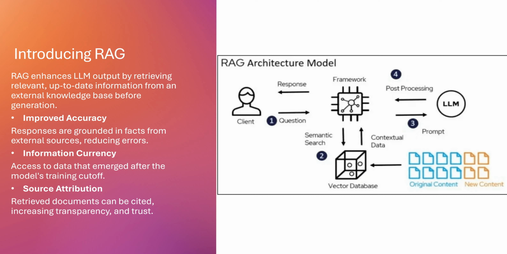And the second one, information currency, correct? Your knowledge base can be updated in real time. The LLM can now access data that emerged after the training cutoff and keep your AI application fresh and relevant. And the critical one, source attribution, because the LLM uses specific documents to formulate its answers.